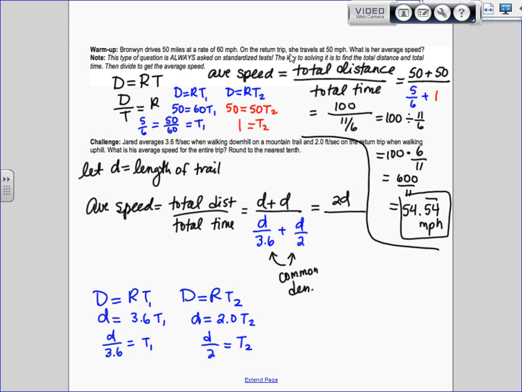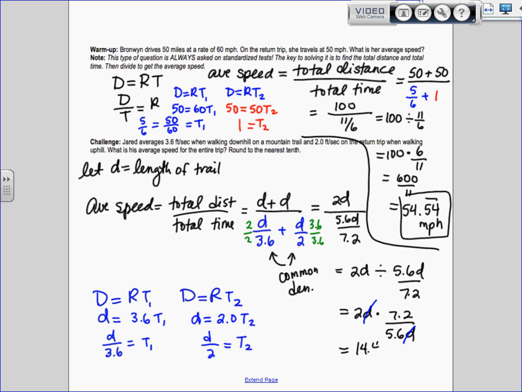Okay, so when I get common denominators, I'm going to multiply the first one by 2 over 2 and the second one by 3.6 over 3.6. So I have 2d plus 3.6d. What do I get? 2d plus 3.6d is 5.6d over 2 times 3.6, which is 7.2. So I get 2d divided by 5.6d over 7.2. See where it goes? 2d times 7.2 over 5.6d. See how the d's completely go away? They're gone.